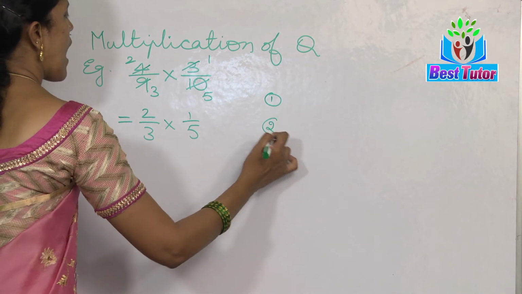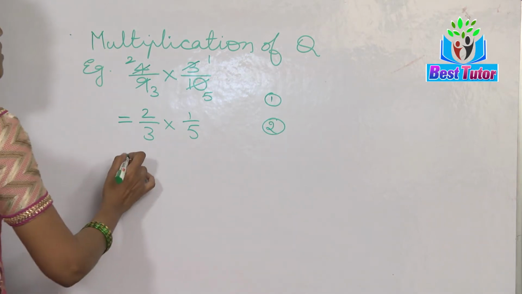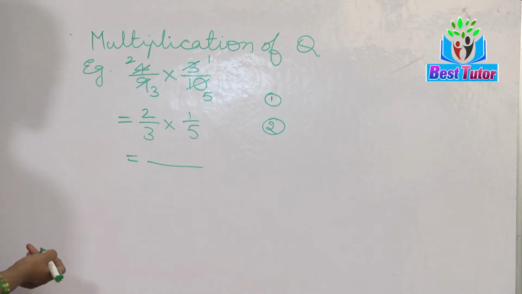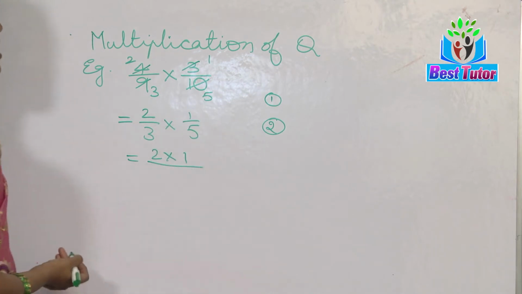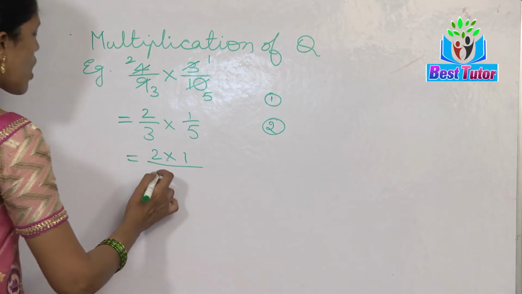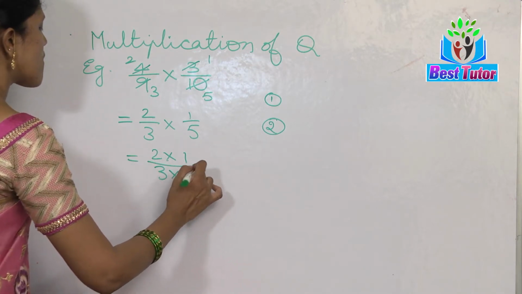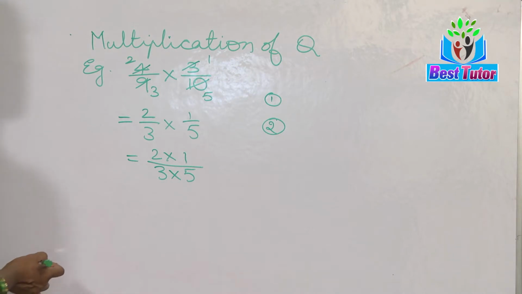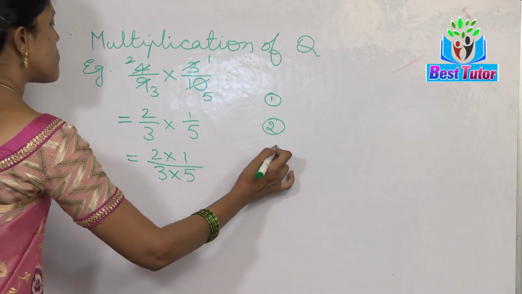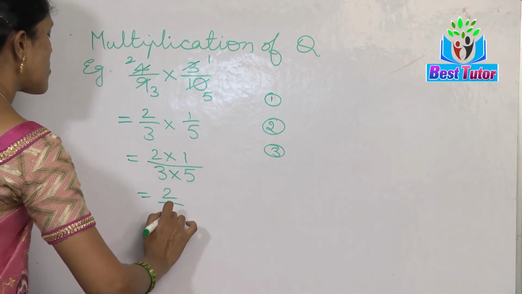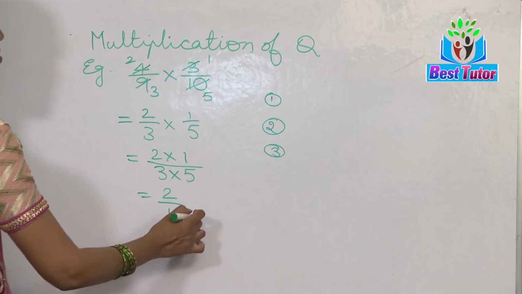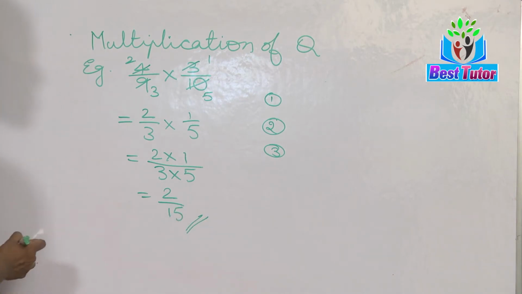Second step, after cancelling the common factors, the product is also going to be a fraction or a rational number, where the numerator is going to be the product of the numerators of the given rational numbers, and the denominator is going to be the product of the denominators of the given rational numbers. So, that is going to be the third step. Now, how do we find out? 2 1s are 2, 3 5s are 15. So, this is a procedure to find out the product of two rational numbers.